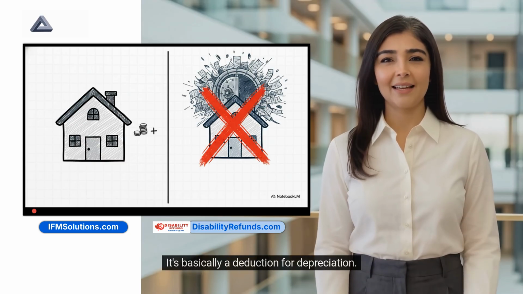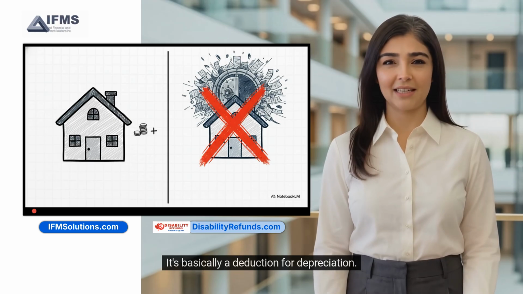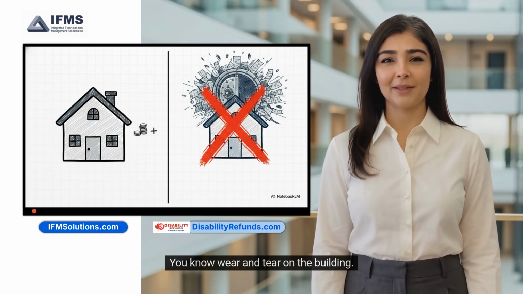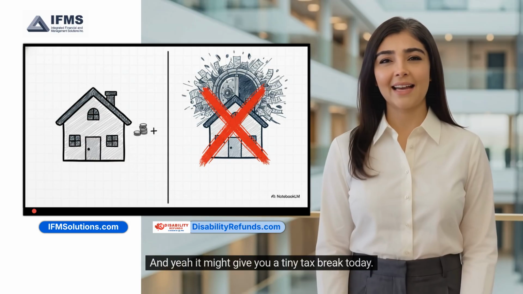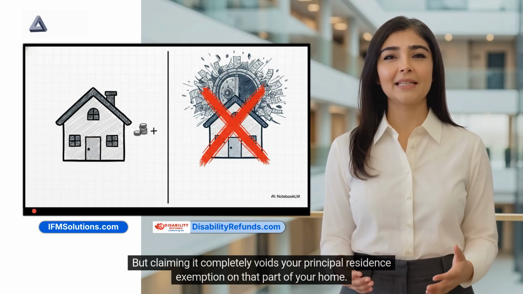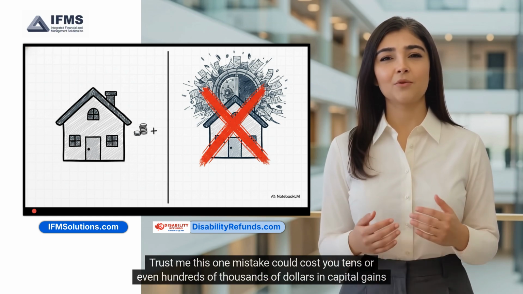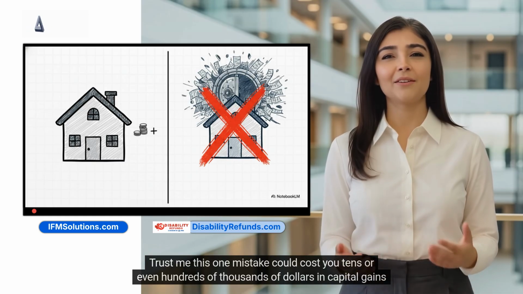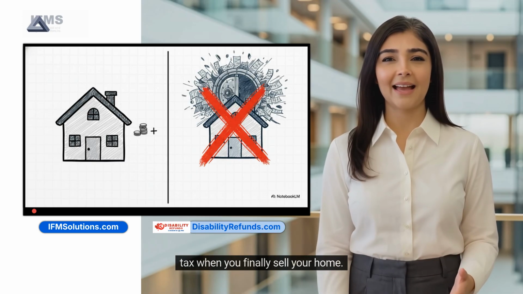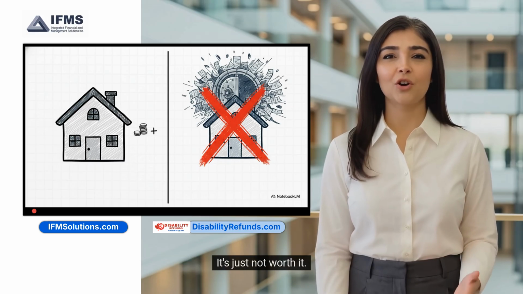So what is CCA? It's basically a deduction for depreciation, wear and tear on the building. And yeah, it might give you a tiny tax break today, but claiming it completely voids your principal residence exemption on that part of your home. Trust me, this one mistake could cost you tens or even hundreds of thousands of dollars in capital gains tax when you finally sell your home. It's just not worth it.